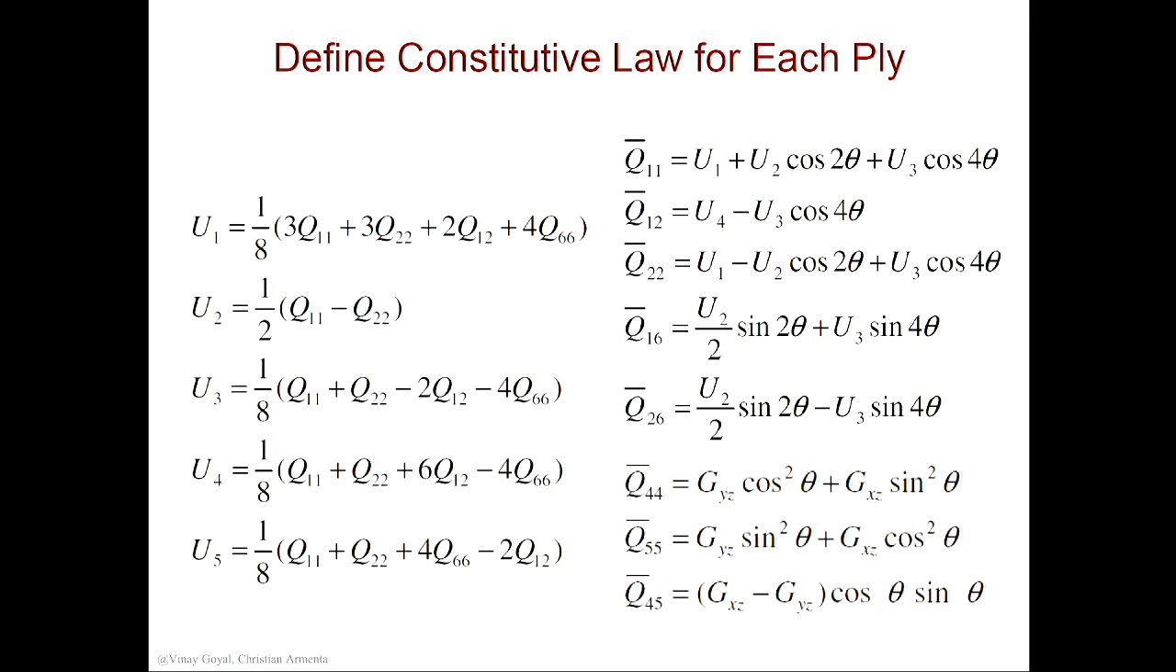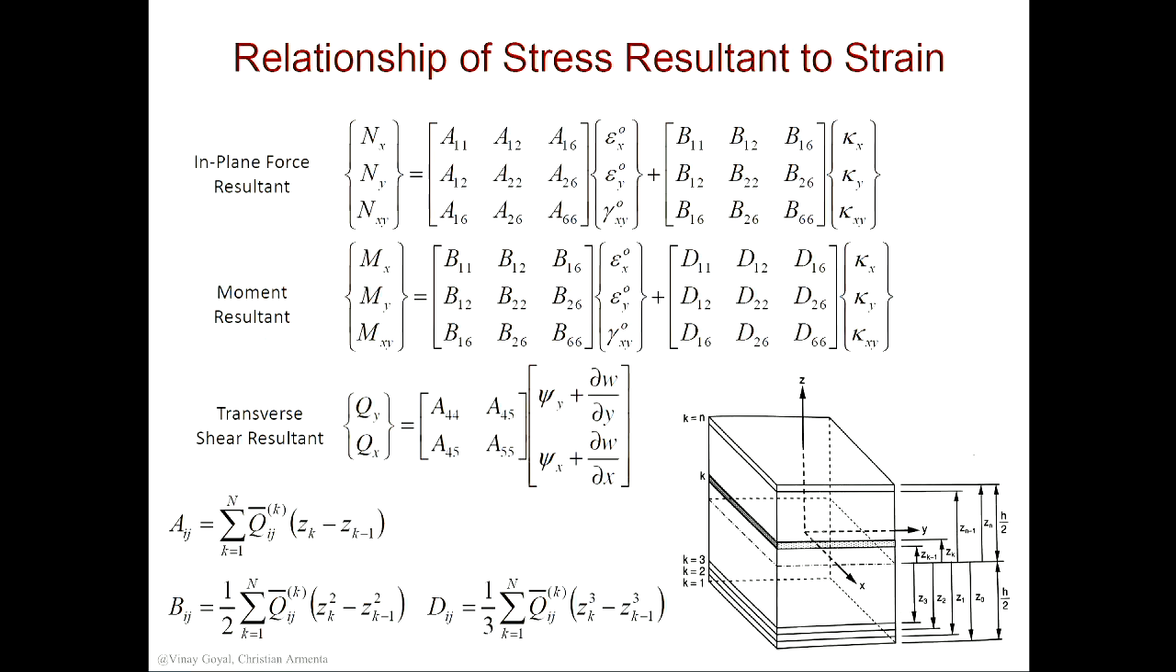That's for a single ply. Then I calculate A, B, and D. Very easy to do, because I know the location of every ply and I know Q bar for every ply. So this is just a straight summation. I give the derivation of where this came from, but if you want it, I can give you my notes on that. So I have A, B, and D.